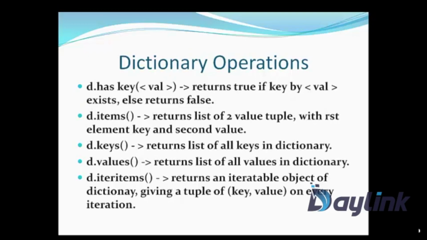Now we see dictionary operations. There are many dictionary operations. D.has_key returns True if the key exists, else it returns False. D.items returns the list of two-value tuples with the first element the key and the second the value. D.keys returns the list of all keys in the dictionary. In this way there are D.values and many more operations in the Python language.